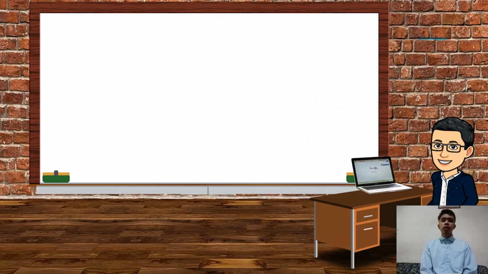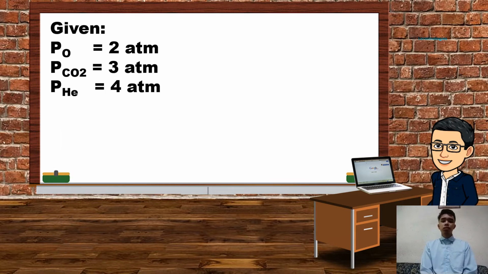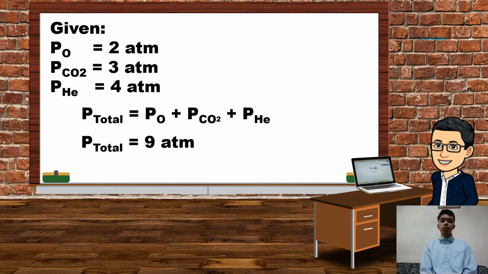To solve this problem, first, we must know the given. So we have the pressure of oxygen is 2 atmosphere, the pressure of carbon dioxide is 3 atmosphere, and the pressure of helium is 4 atmosphere. Using the formula of Dalton's law of partial pressure, we have the total pressure equals pressure of oxygen plus pressure of carbon dioxide plus pressure of helium. So that's 2 plus 3 plus 4. So the total pressure of the container is 9 atmosphere.